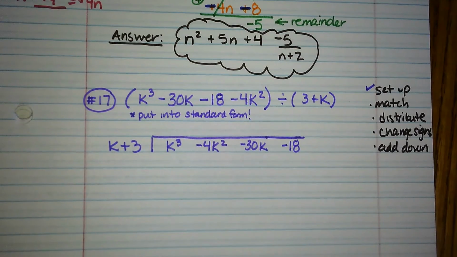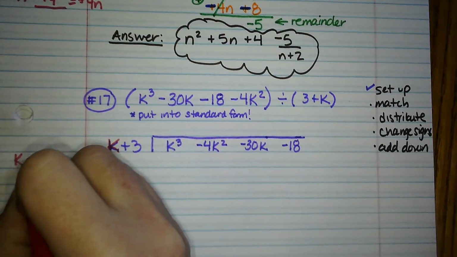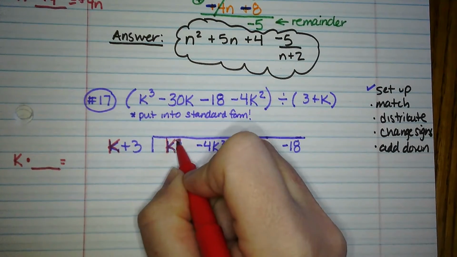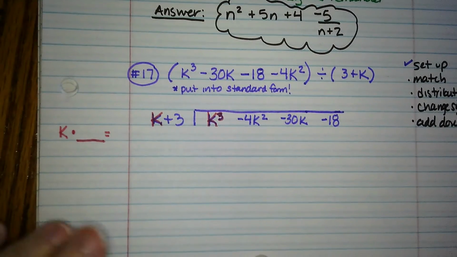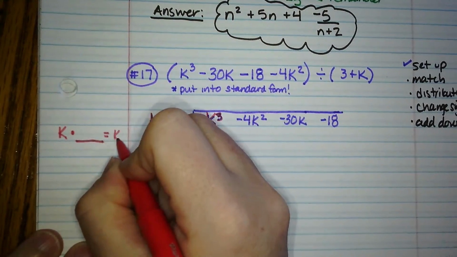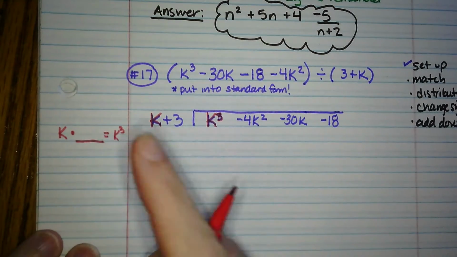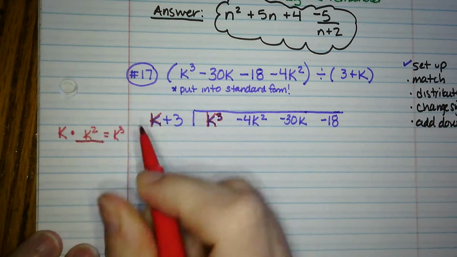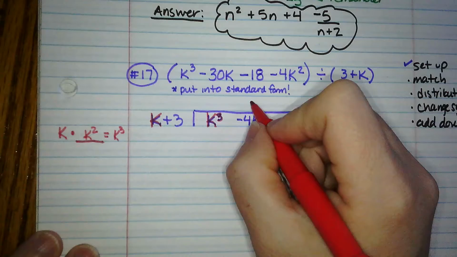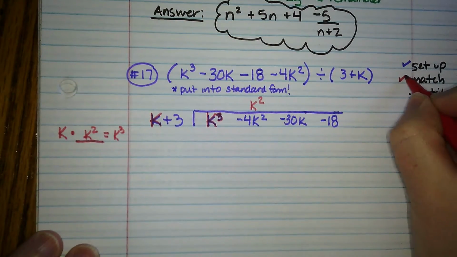Now we're on the matching step. Remember that to match, we have to take our first term on the outside, which is k, and we need to multiply it by whatever to get the first term on the inside of my line. So I'm doing k times something equals k to the third. Well, k times what gives me k to the third? K squared, right? So we're going to put that k squared up top, 2 units in. There's my match step. Match is done for my first round.